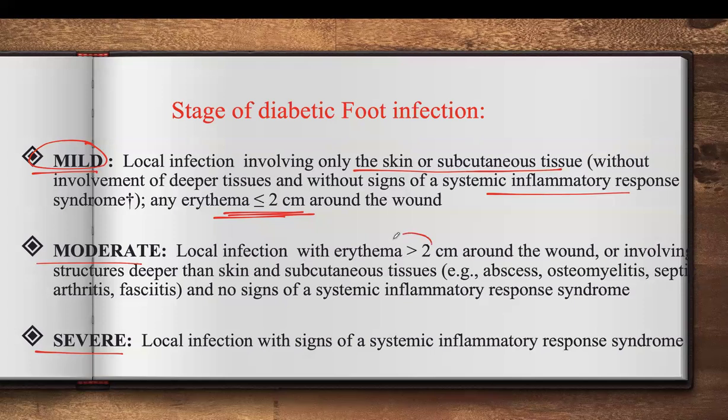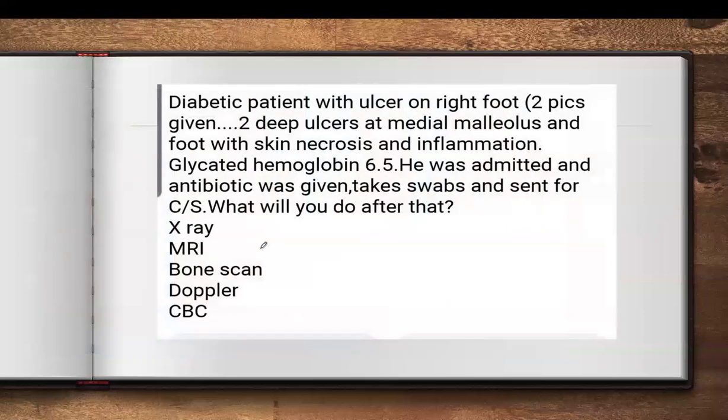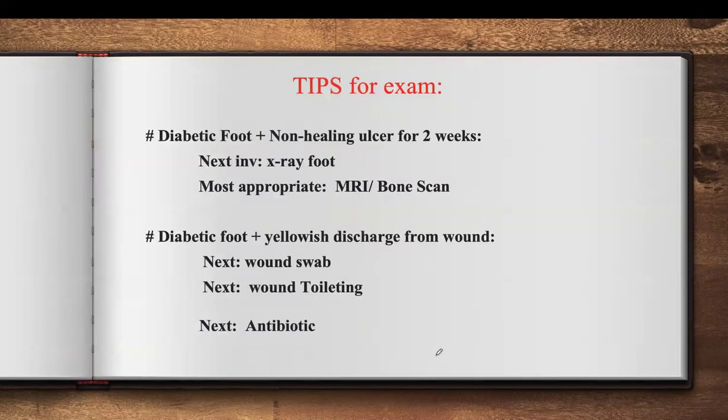If the surrounding redness is more than 2 centimeter from the wound, or you see that it is involving the deeper structure, but the patient still doesn't have any systemic symptom, that becomes moderate. So for moderate, it's mainly based on this redness. If the redness is more than 2 centimeter, or it is a bit deeper than subcutaneous tissue, that's moderate. And when there is a systemic feature, fever, nausea, vomiting, tachycardia, that becomes severe. Okay? So now we know how to stage a diabetic foot: mild, moderate, and severe.